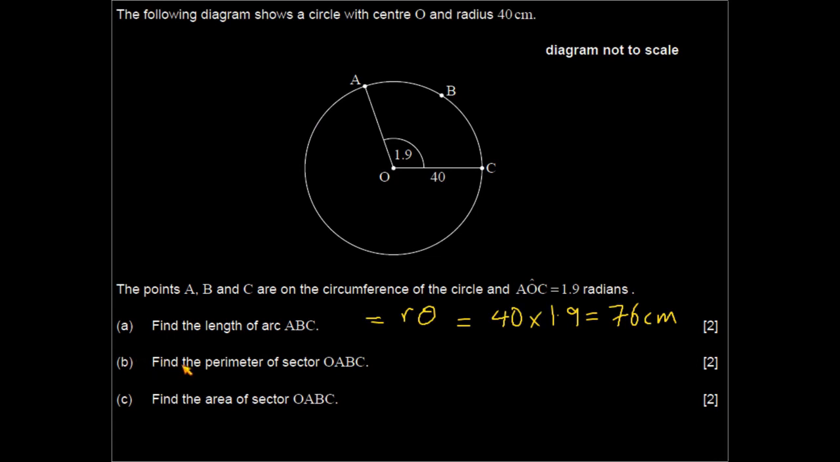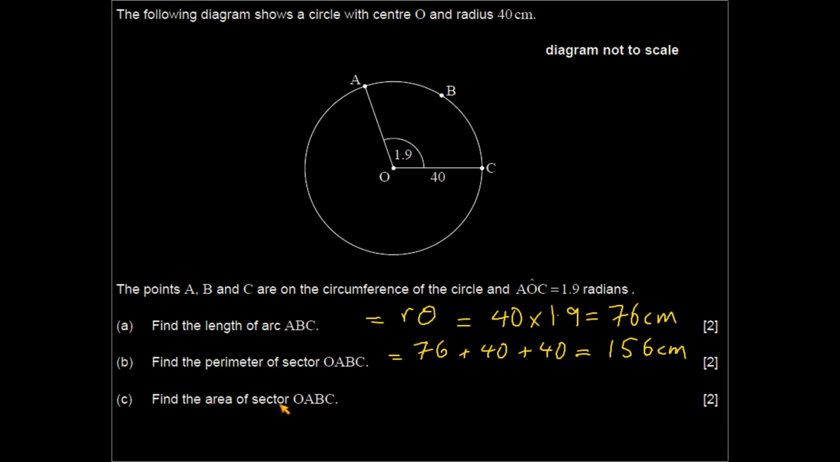Okay, part B says find the perimeter of the sector OABC. So it means from here, round here, and around here. We've already worked out the length of this part, and then we just need to add OA and OC, which are both 40. So this is going to equal 76 plus 40 plus 40 again. So that's going to equal 156 centimetres.